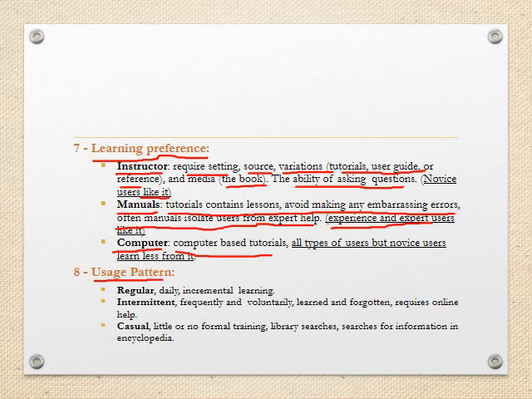Number 8, usage pattern. Usage pattern refers to the interaction of users with programs over time. We use a program either regularly, intermittently, or casually. Regularly means daily, and we perform incremental learning. Frequent intermittent means frequently and voluntarily. Learned and forgotten, requiring online help. And casual: little or no formal training, library searches, searches for information in an encyclopedia.